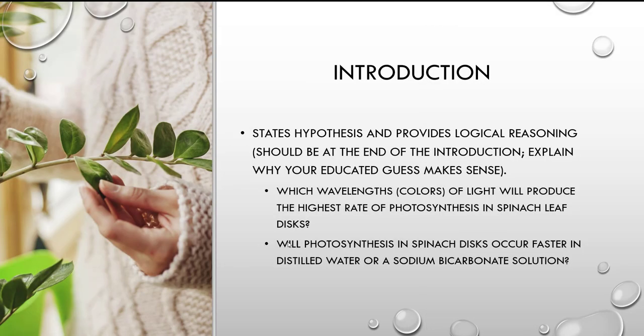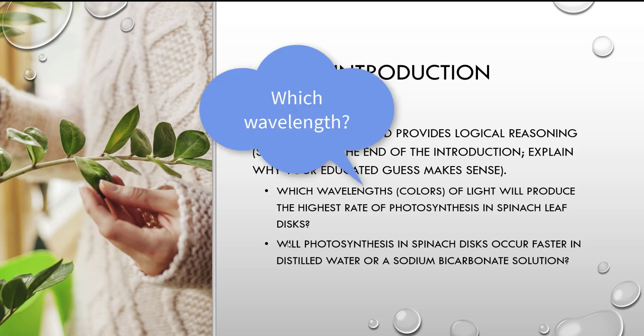And then at the end of your introduction, you're going to state the hypothesis and provide logical reasoning. So just to give you a reminder of our questions, we have our two questions: which wavelengths, colors of light, will produce the highest rate of photosynthesis in spinach leaf discs? So you'll need to come up with a hypothesis. Well, which wavelengths, colors of light do you think will produce the highest rate of photosynthesis in spinach leaf discs? Okay, so you'll state which one you think it is and why.